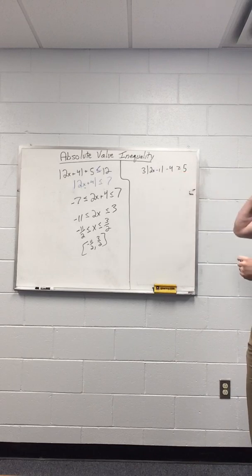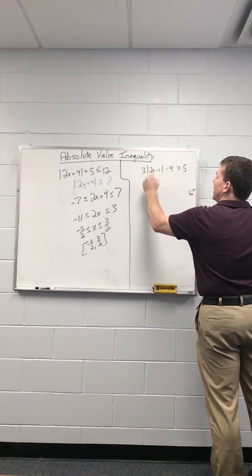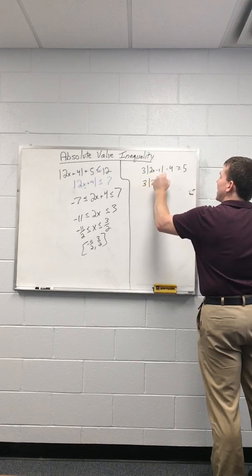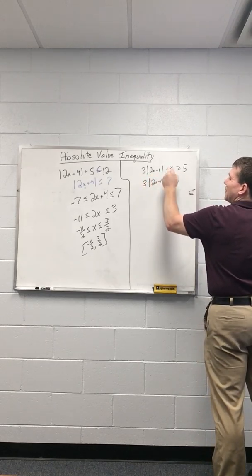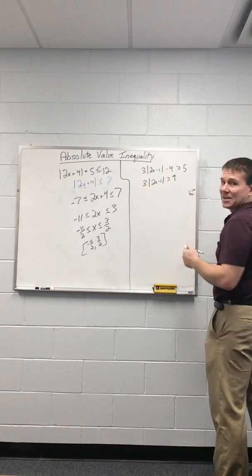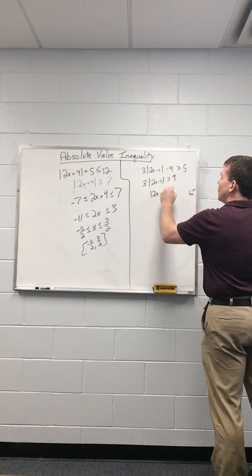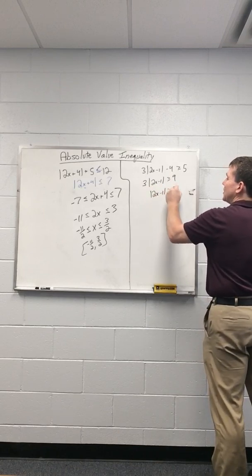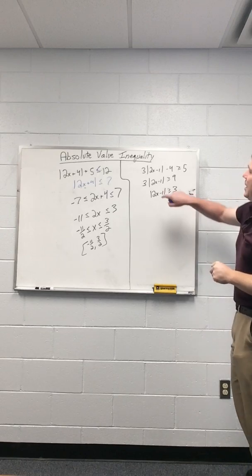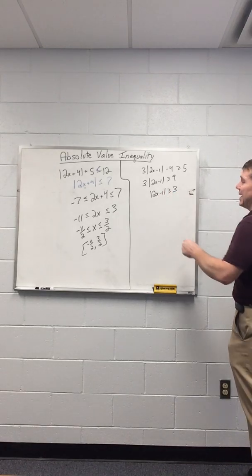Again, I have an absolute value, so I isolate it. I add the 4. 3 times the absolute value of 2x minus 1 is greater than or equal to 5 plus 4, 9. I still want to isolate the absolute value, so I divide by 3. So the absolute value of 2x minus 1 is greater than or equal to 9 divided by 3, which is 3.